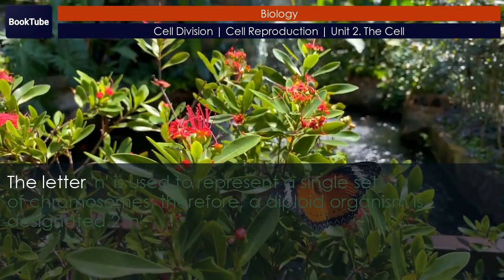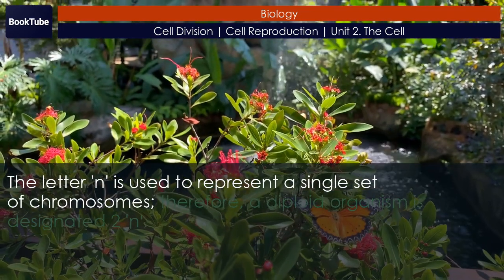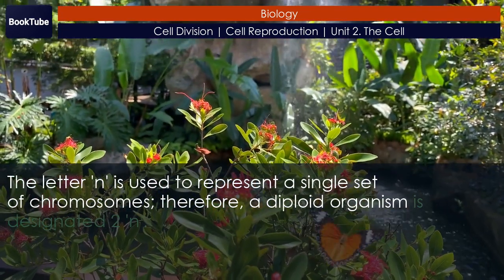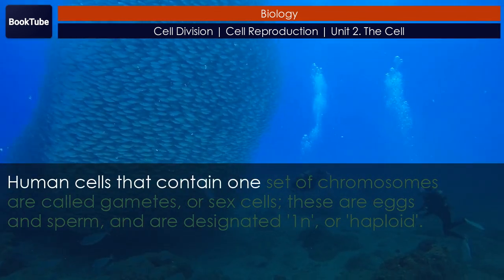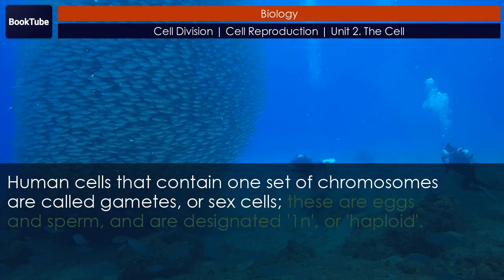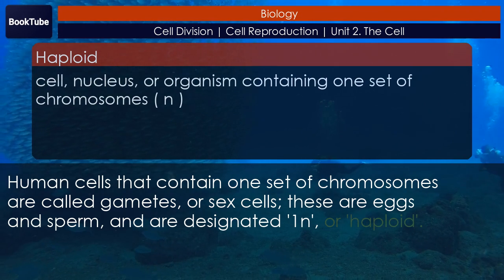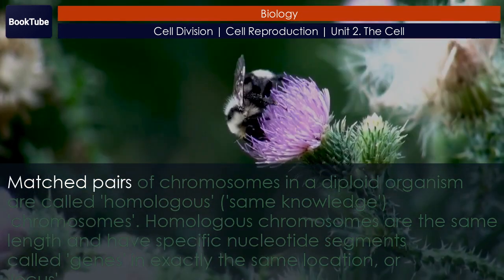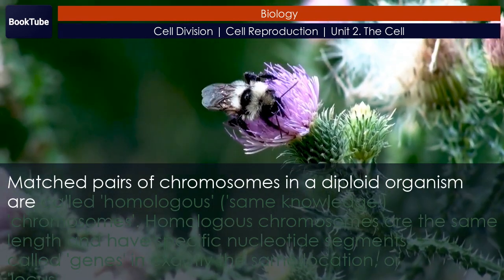The letter N is used to represent a single set of chromosomes. Therefore, a diploid organism is designated 2N. Human cells that contain one set of chromosomes are called gametes, or sex cells. These are eggs and sperm, and are designated 1N, or haploid. Matched pairs of chromosomes in a diploid organism are called homologous.